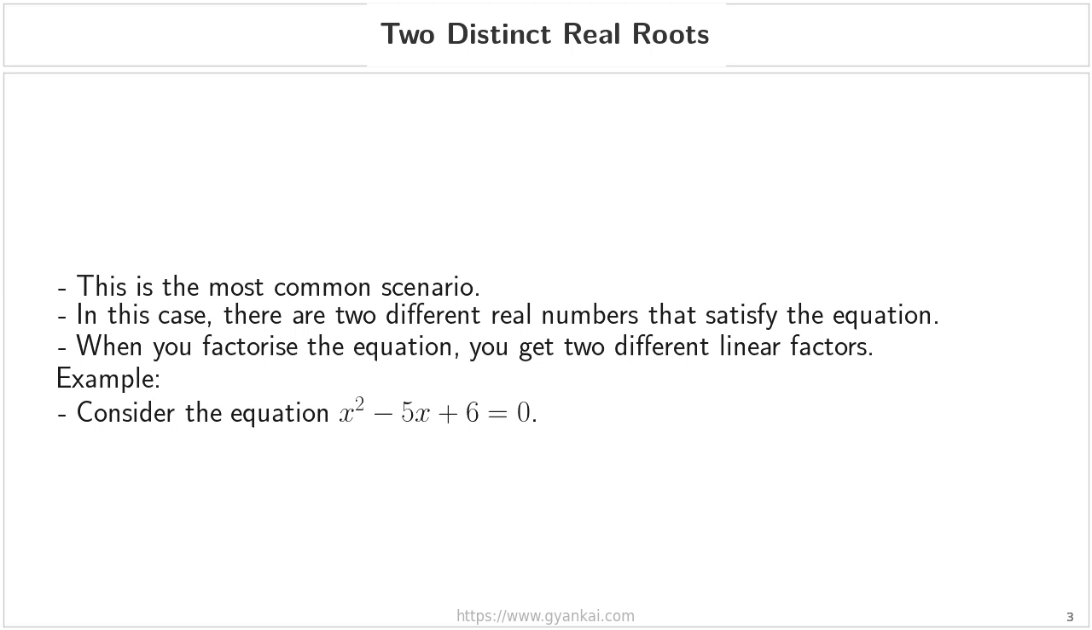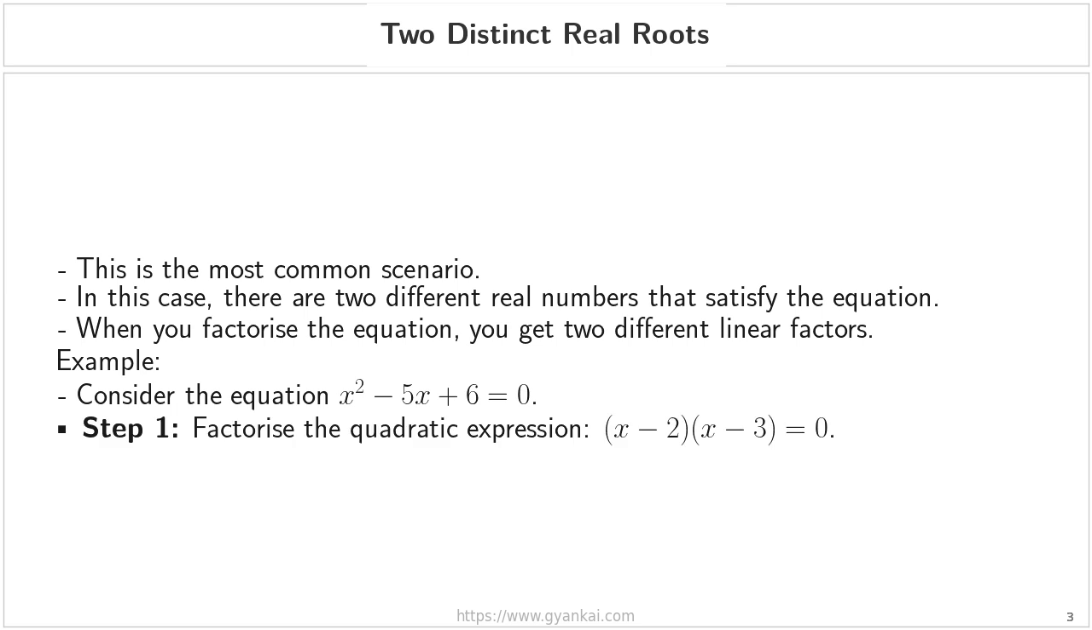Consider the equation, x squared minus 5x plus 6 equals 0. To solve this, we follow 3 simple steps. First, we factorize the quadratic expression. We are looking for 2 numbers that multiply to 6 and add up to -5. That gives us x minus 2 all multiplied by x minus 3 equals 0.